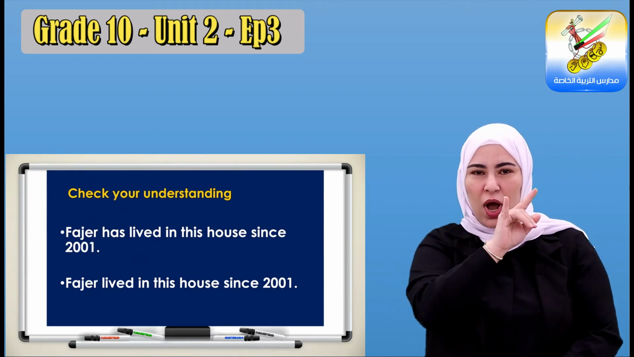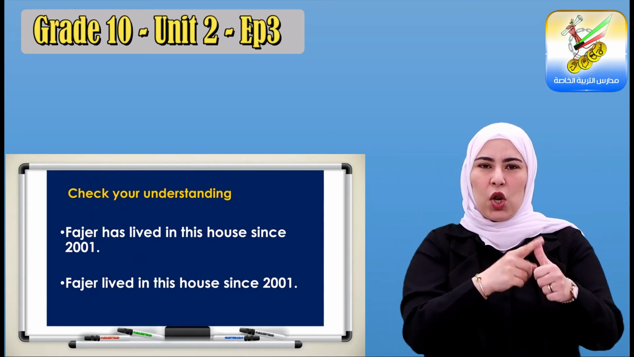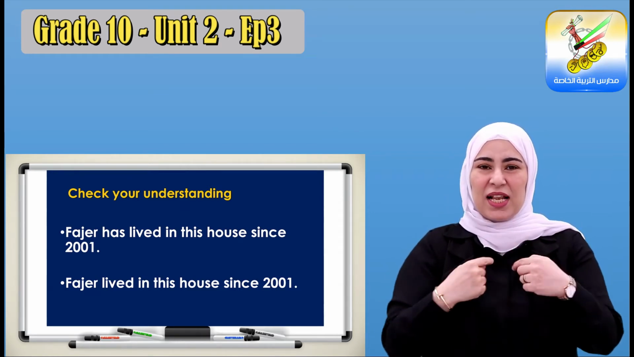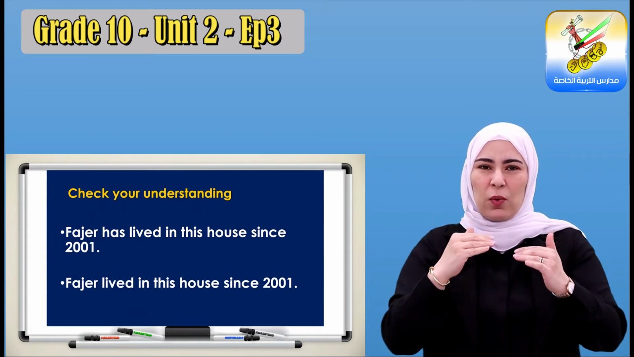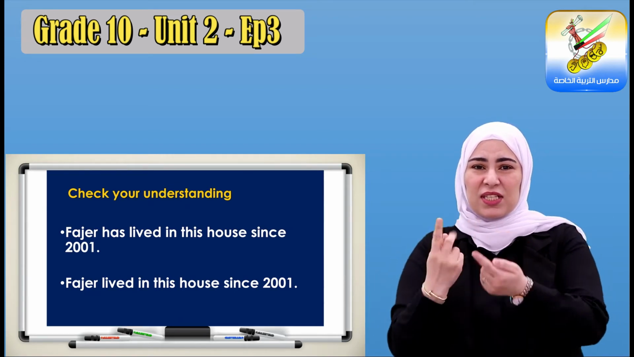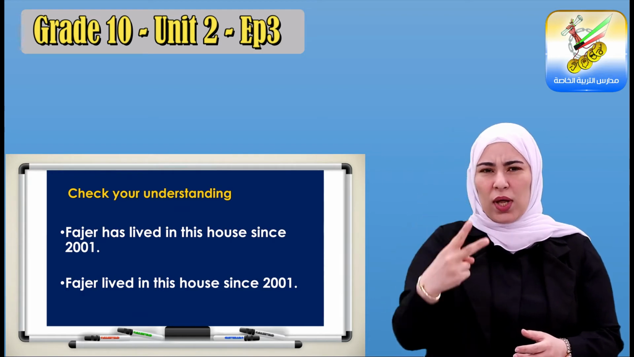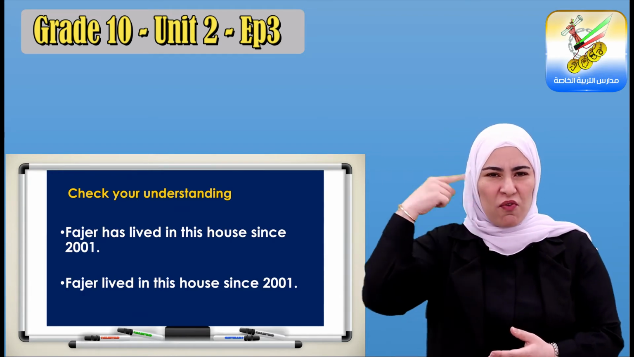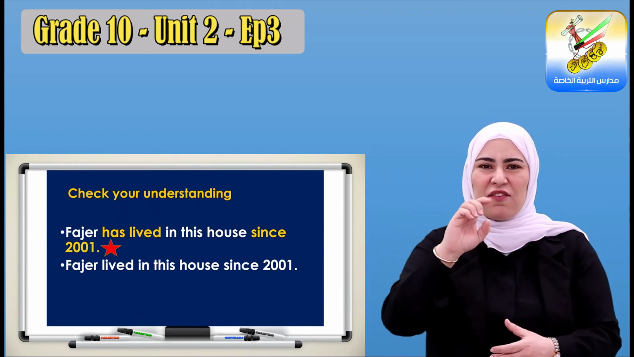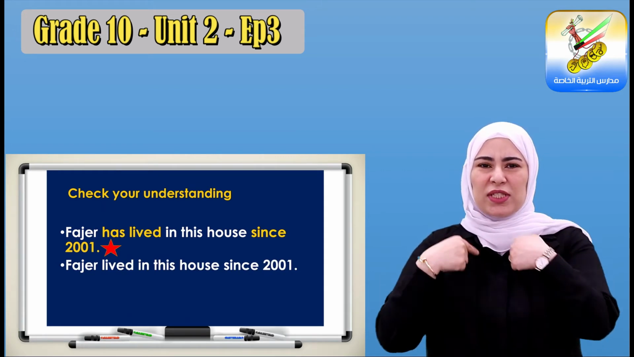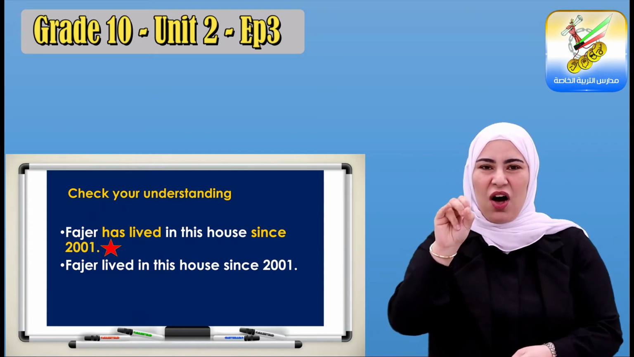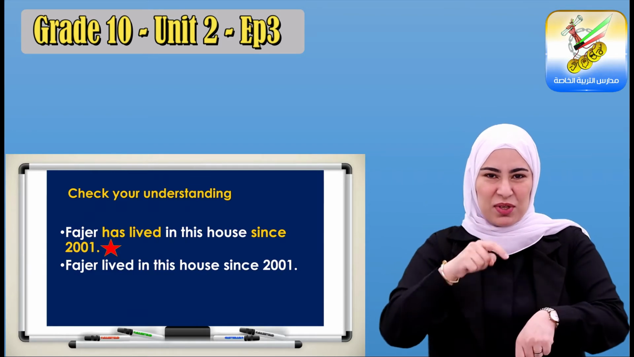Take a look at those two sentences. Fajr has lived in this house since 2001. Or Fajr lived in this house since 2001. Which sentence is better? Or which sentence is correct? Think. Look for keywords and check the verbs. You're correct. The first sentence. Fajr has lived in this house since 2001. Now, because I have the word since, I know that this sentence will be in the present perfect. So I added has and the verb in the past participle.